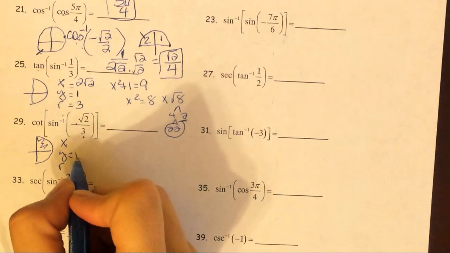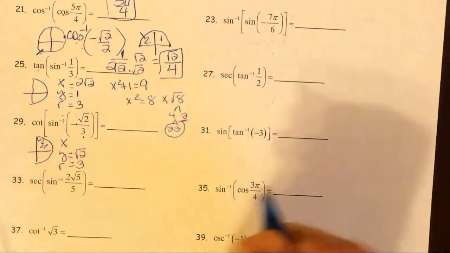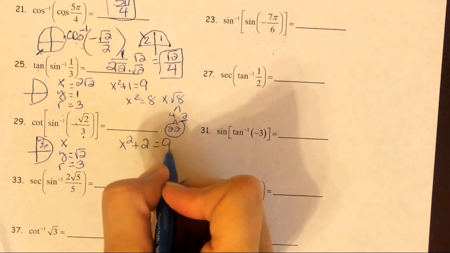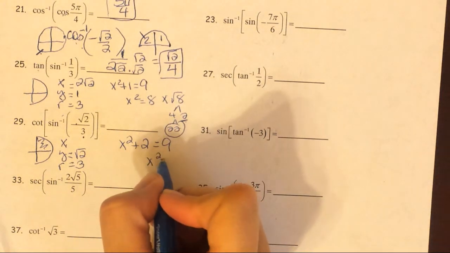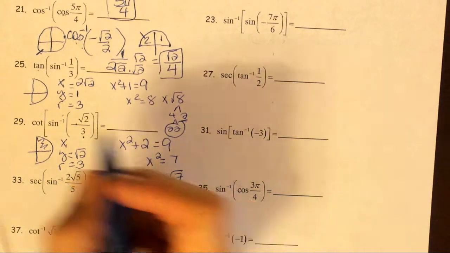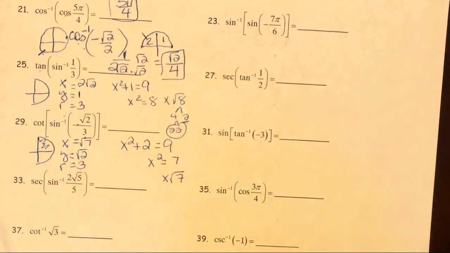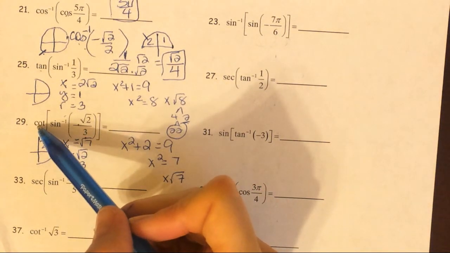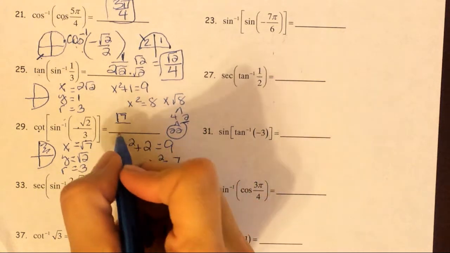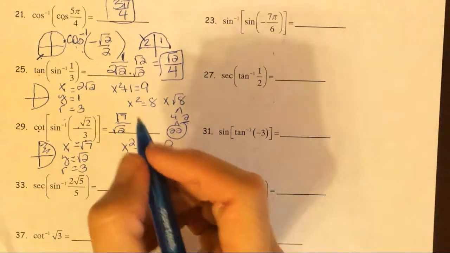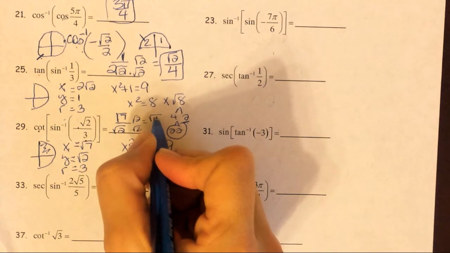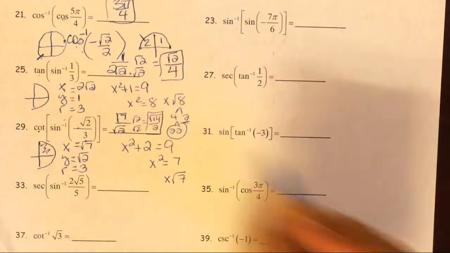It's sine, so I know y is root 2, r is 3, x squared plus y squared equals r squared. X squared equals 7, so x is the square root of 7. Okay, they want me to find cotangent. Cotangent means x over y. I'm going to fix my trashy math, and we get square root of 14 over 2.